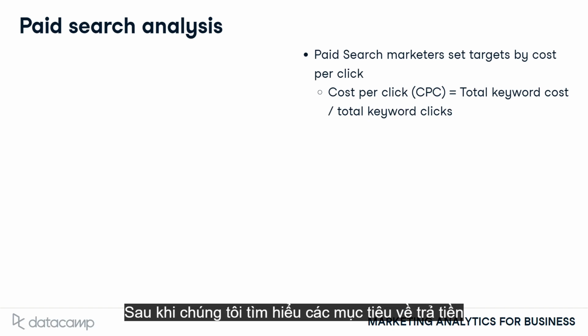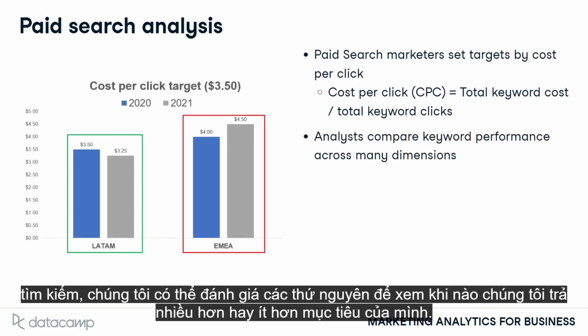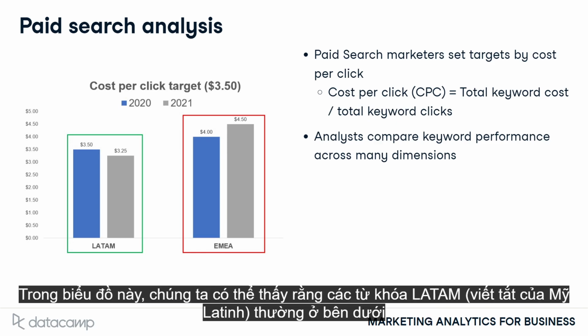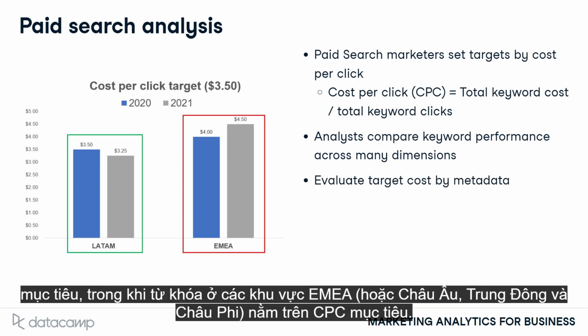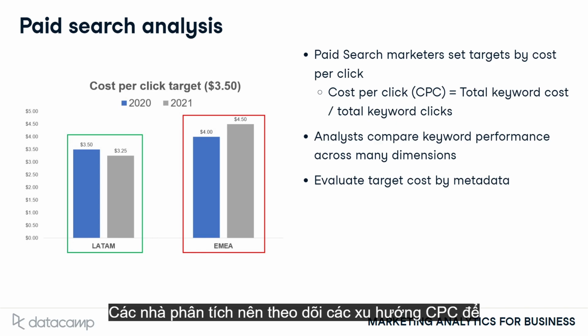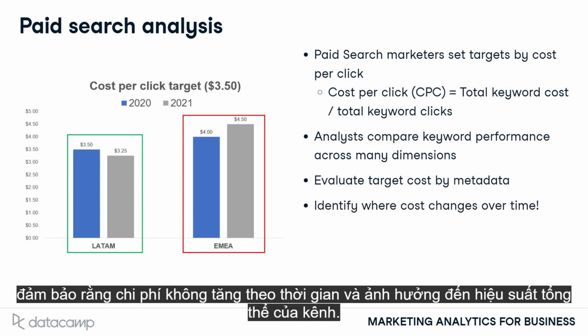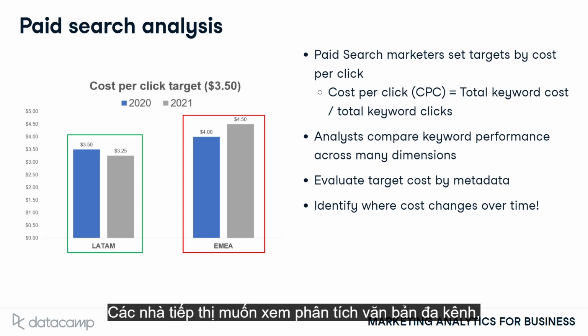Once we learn the targets for paid search, we can evaluate dimensions to see when we paid more or less than our target. In this chart, we can see that LATAM, short for Latin America, keywords are usually below target, while keywords in EMEA regions, or Europe, Middle East, and Africa, are above CPC target. Analysts should monitor CPC trends to make sure that costs are not increasing over time and hurting overall channel performance.